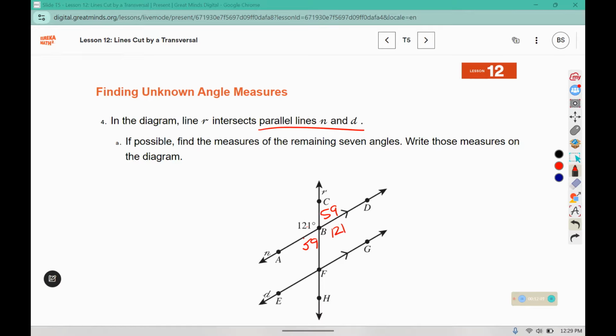We know that lines N and D are parallel, so 59 in this section corresponds to this angle because it's on the right side of the transversal and above the parallel line. 121 also corresponds to this angle because it's above and to the left of the transversal. This one we could say corresponds to this angle because it's to the left and below the parallel line. And this one corresponds here because it is to the right and below the parallel line.